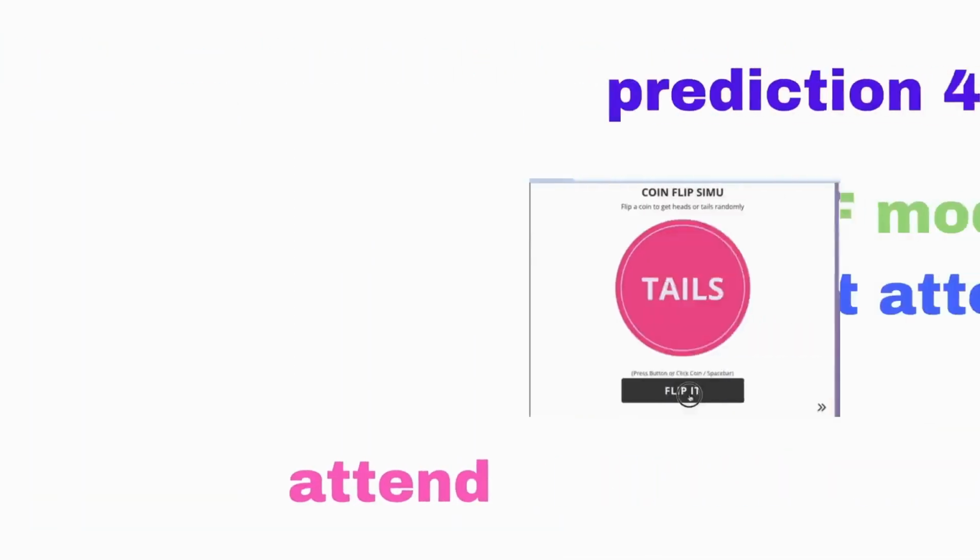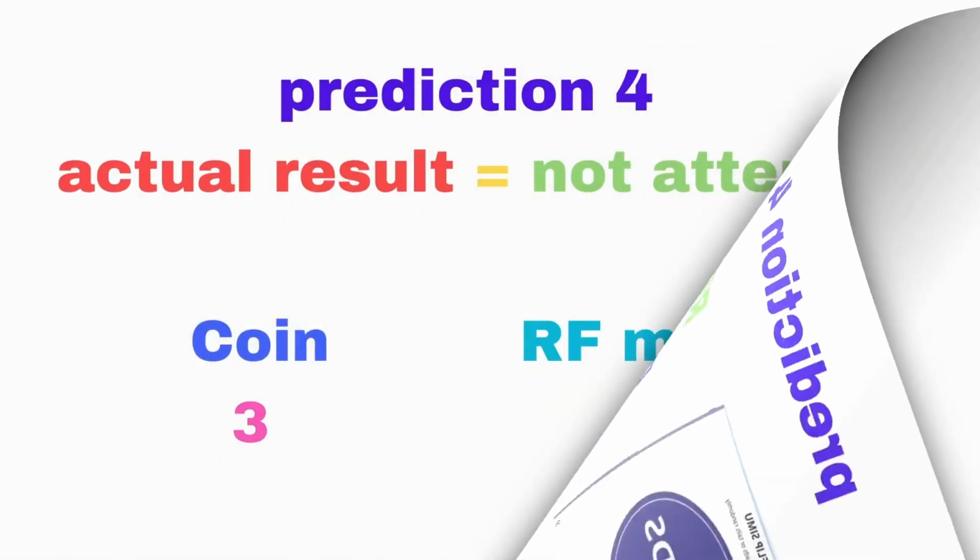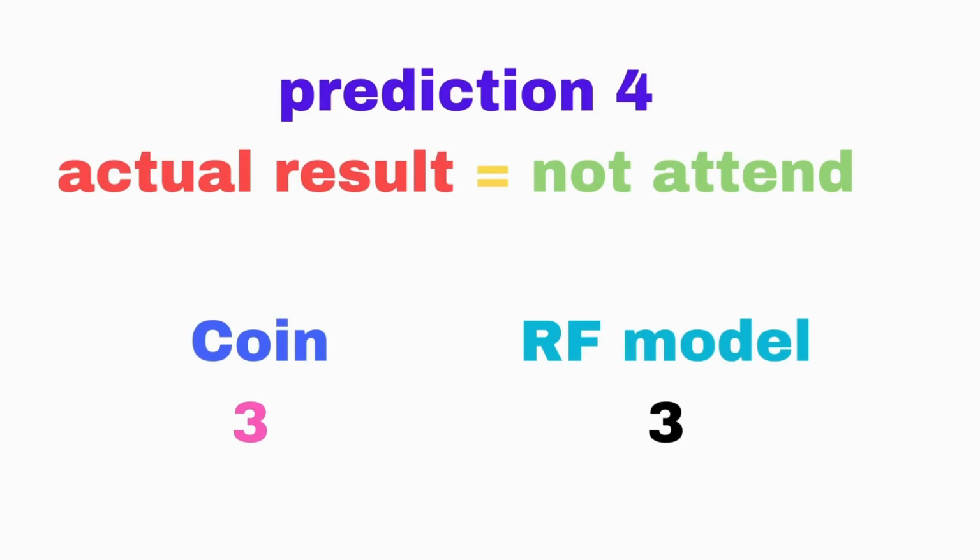For the fourth prediction, the coin was heads, meaning attend, and the random forest model from the inputs predicted not attend, and the actual result was not attend. Now the scores are coin 3 and random forest model 3.